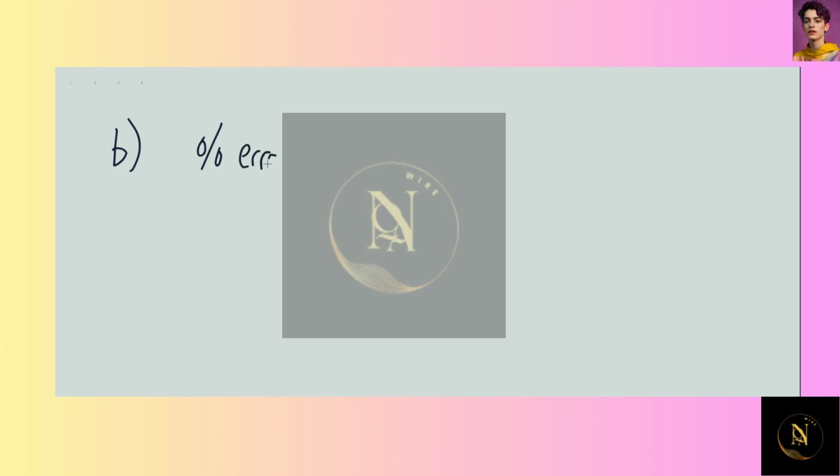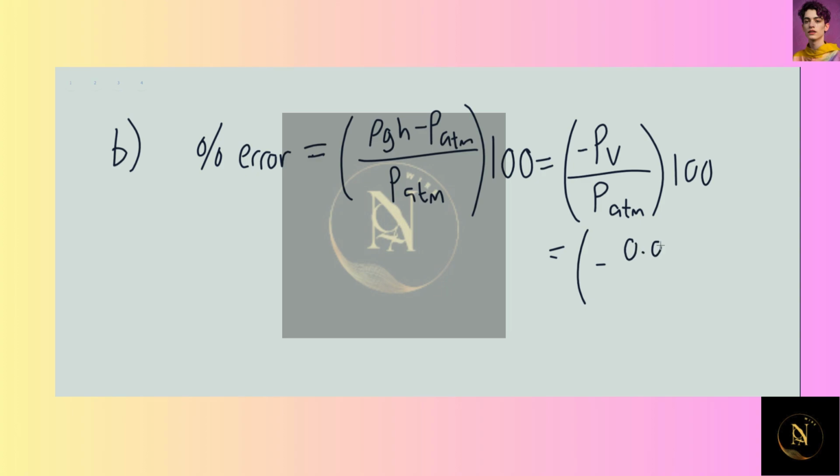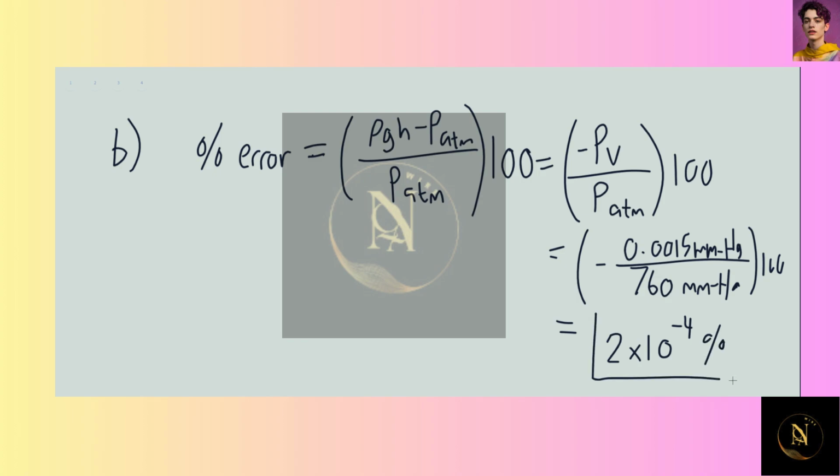Now, to get a percent error, we just take rho GH minus atmospheric pressure over atmospheric pressure. And of course, you've got to multiply that by 100, no problem. And remember, this difference is the same thing as vapor pressure by definition in part A. So what we're dealing with is 0.0015 millimeters mercury. And we have to get atmospheric pressure in millimeters mercury, which turns out to be 760, which we can just look up. So our value is going to be about 2 times 10 to the negative 4 percent. So it's a very small percentage, meaning that it's justified to neglect the mercury vapor pressure.